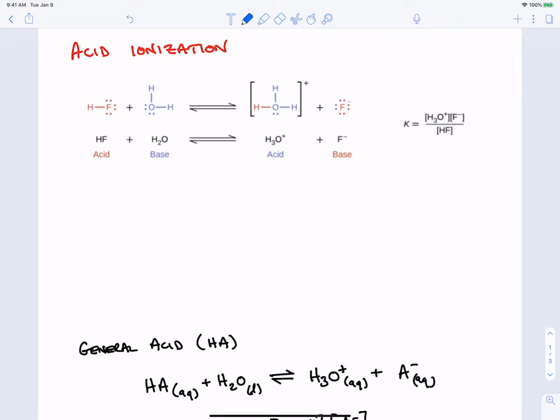So how do we know the strengths of acids and bases? Well, if we take something like HF as an acid, it's going to react with water, and the acid is going to donate a proton to produce H3O+. Because it's an acid, it acts as an acid. And so how do we know the strength of this acid? Well, we can look at the concentrations of all of these products at equilibrium.